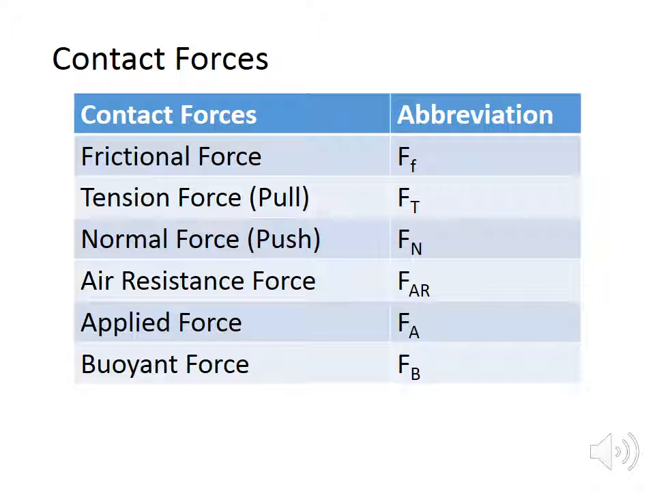We observed air resistance force in the station that had the paper. So when you dropped paper, you noticed that the paper that was open had more air resistance than the paper that was crumpled and therefore fell to the ground slower.